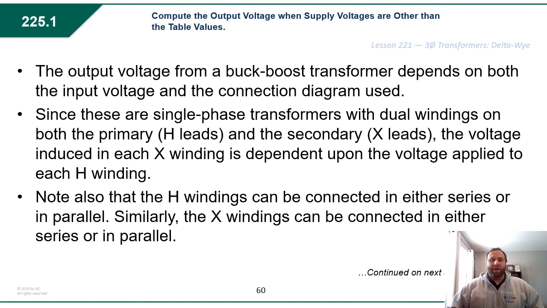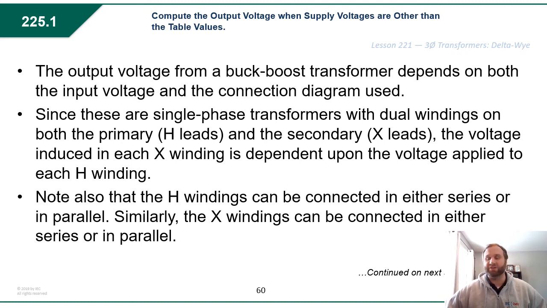The output voltage from a buck boost transformer depends on both the input voltage and the connection diagram used. So if I've got an output voltage I'm expecting, it's all going to be dependent on how much I need to boost it by, how much I'm applying to it. If I have a 208 volt circuit and I'm expecting to get 230, I'm going to use a transformer rated for that and use the diagrams rated for that. However, if I use that same transformer and the input voltage instead of 208 is more like 200, I'm going to have a less than expected output voltage. Again, with the whole turn ratio thing.